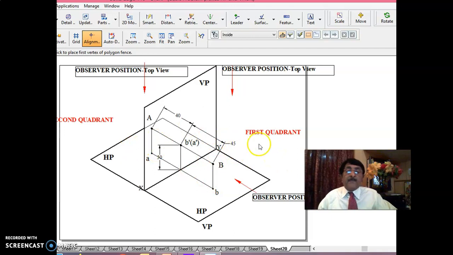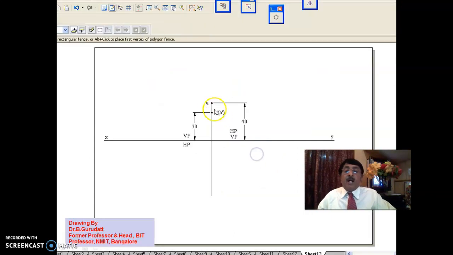See here, this is A, 40 mm behind VP, top view distances. A you draw. Then you draw B, 45. In that way, you are able to complete the projections of the points A and B located in the first and second quadrant. Please remember, you are able to complete the problem where the points are located in the first and second quadrant.